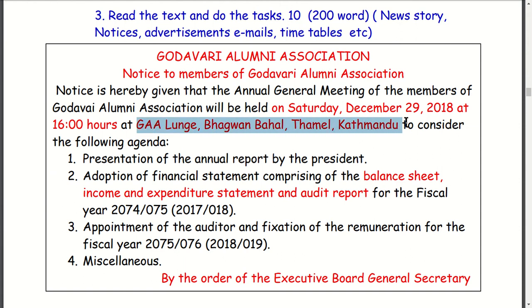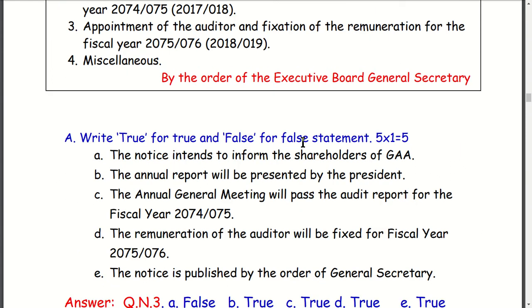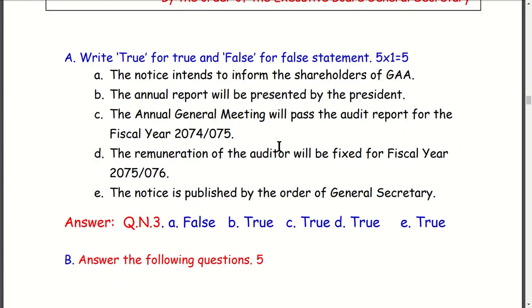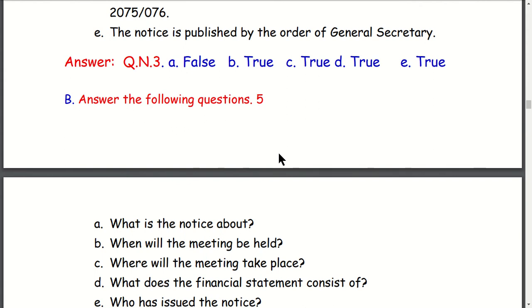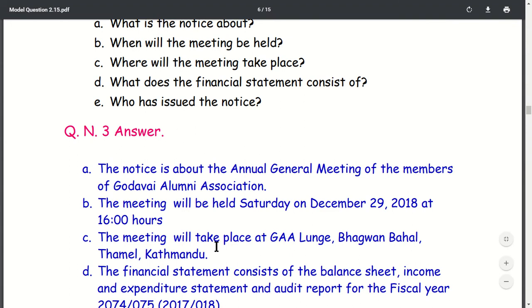Yes, Tamil, Kathmandu. Red means the answer is here in red. Generally, when you read, you should also tick and mark the answer there so that you will not lose it. Yes, the meeting will be held on Saturday, December. The meeting will take place. This is the name of the place here.